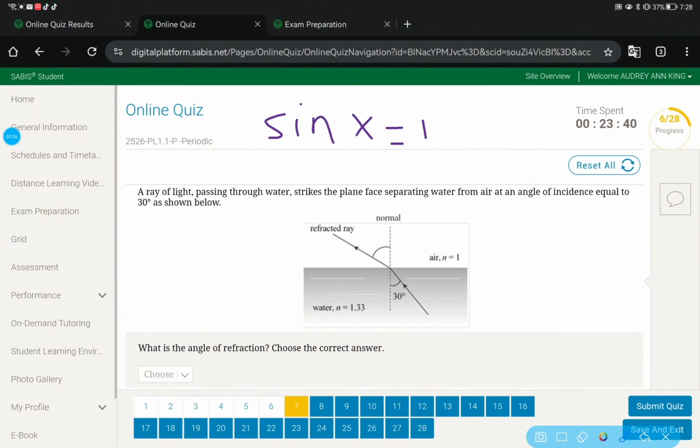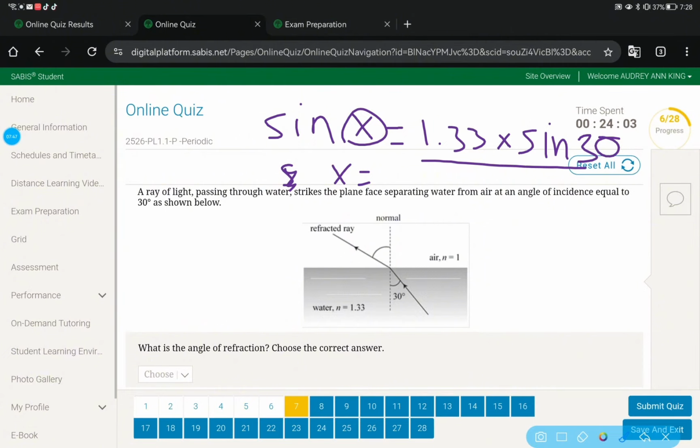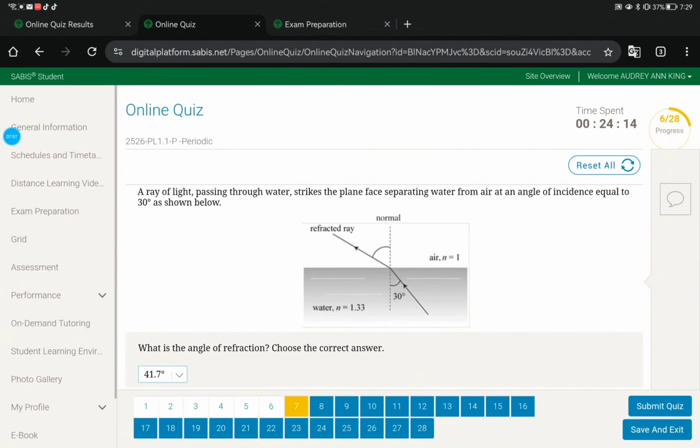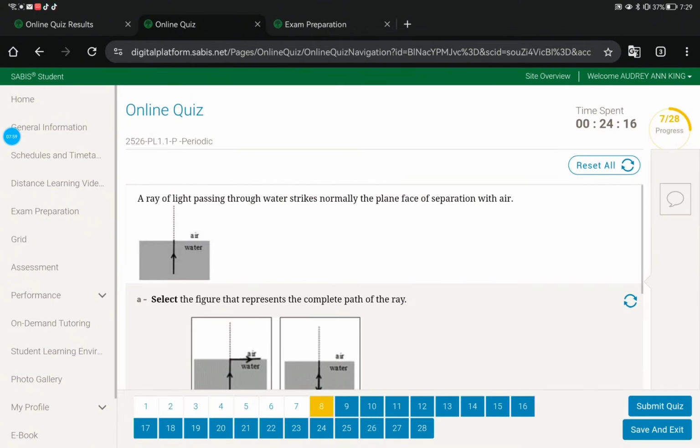And then you get 1.33 times sine 30. And after doing it, you get that x equals, again, make sure you solve just for the x and not sine x. So you're gonna get your answer from doing this, and then you're gonna put shift sine. You should get, after rounding, 41.7. So you just do the same thing as in the last question.